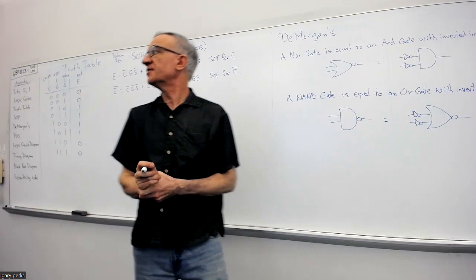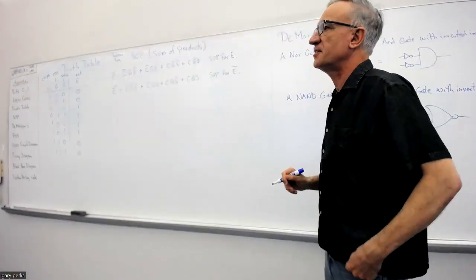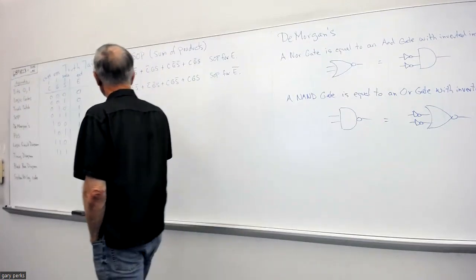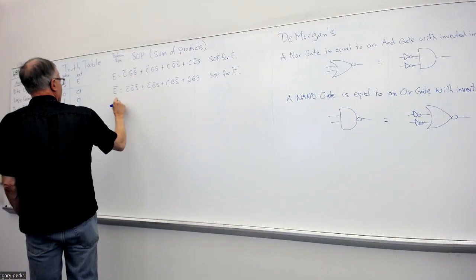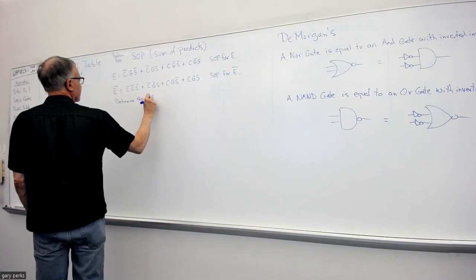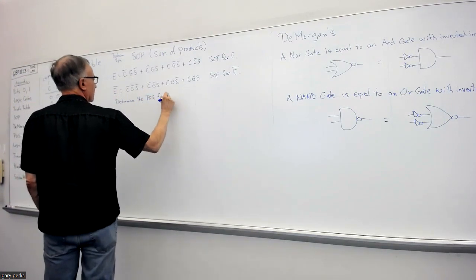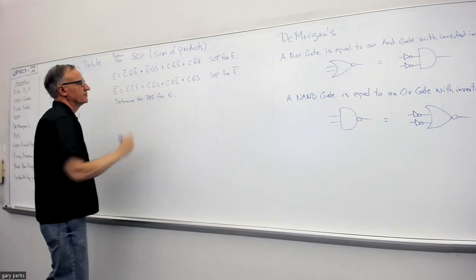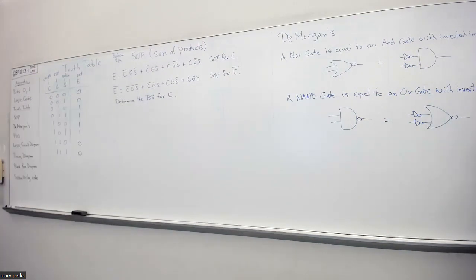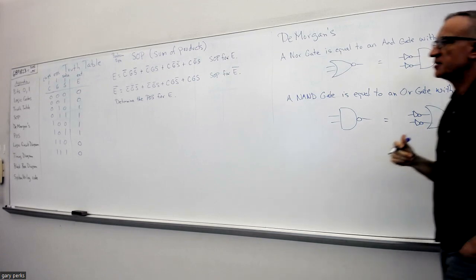And what we're going to do next, and I think we have enough time to do this. In fact, I think I might finish a little earlier than what I thought. But what we're going to do next is determine the POS for E. POS stands for, let's write it over here, product of sums. Right, SOP is sum of products, POS is product of sums.